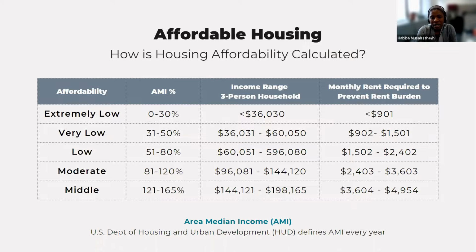So for the New York City region, New York City sets the rents for affordable housing based on household income and household size. And with this as a guideline, a low-income family of 3 in New York City making roughly about $60,000 a year would be able to afford a rent of about $1,500. And a middle income family of 3 making about $144,000 a year would be able to afford a rent of about $3,600.